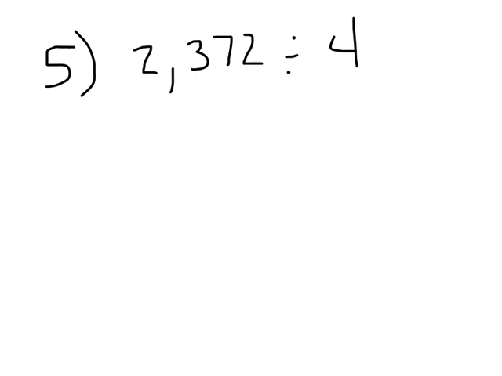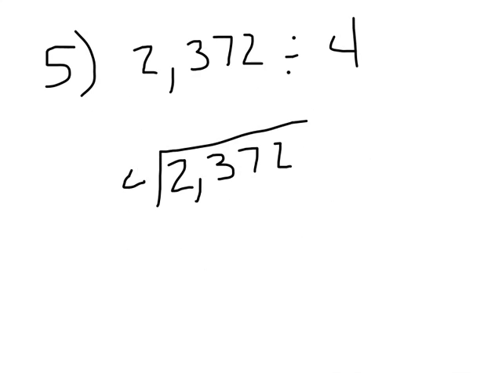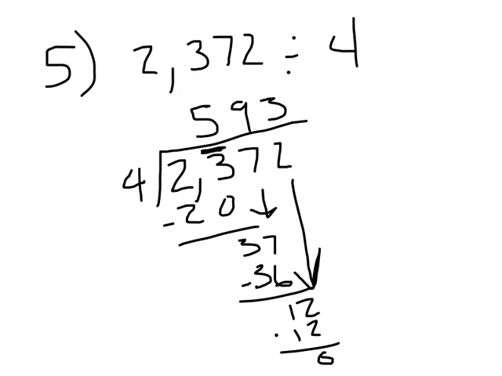Now you try one on your own. What's 2,372 divided by 4? To help you get started, what place should I start my division in? I should start in the hundreds place. Go ahead and solve this division problem now. When I divide, 4 goes into 23 5 times. 5 times 4 is 20. When I subtract, I have 3 hundreds left over.